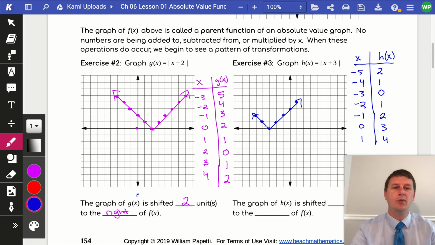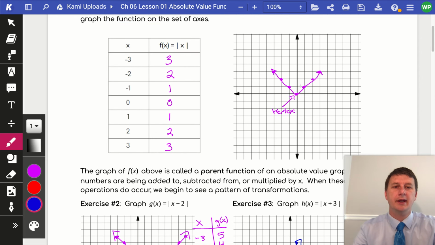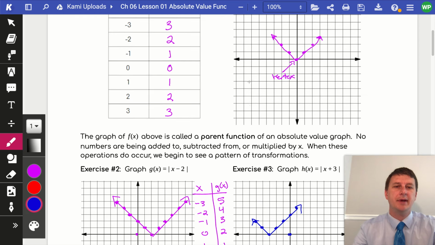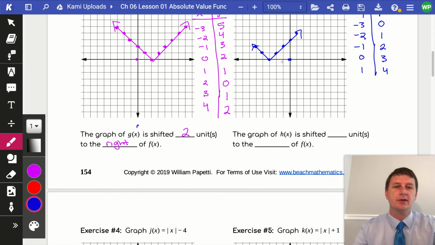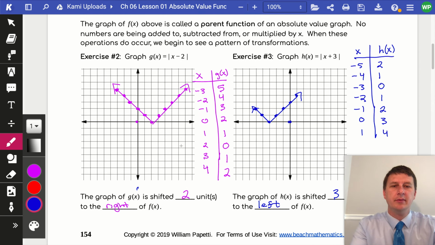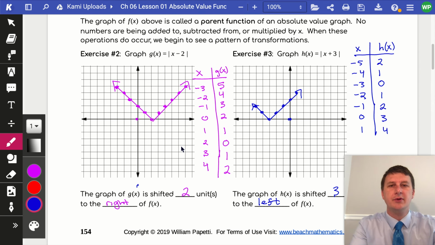And we want to look at where this vertex was shifted from our parent function of f of x, located up here. Where was this parent function shifted? And you have to take a look at the vertex started out here and it ended up there. So that's 1, 2, 3 units to the left of f of x. So now we could determine that we might be developing some sort of rules here.